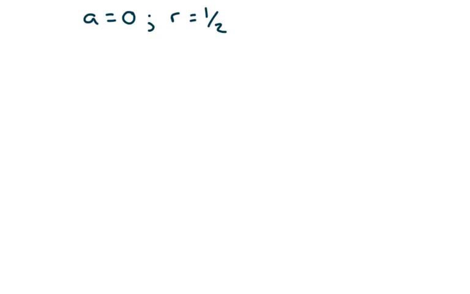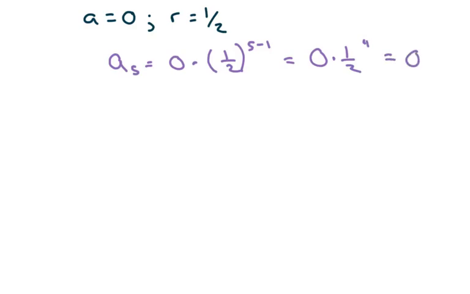Okay, the next one, we have a equals 0. So our fifth term is 0 times 1/2 to the 5 minus 1, which equals 0 times 1/2 to the 4th, which equals 0. And then for your nth term, it's going to be 0 times 1/2 to the n minus 1, which is still just going to be 0.